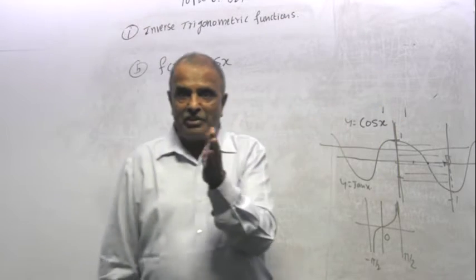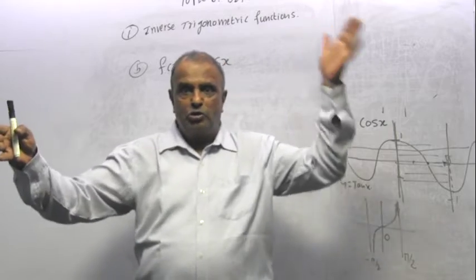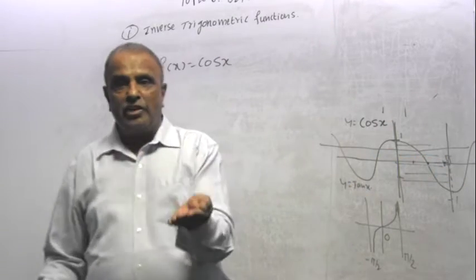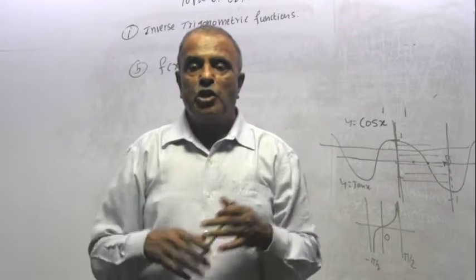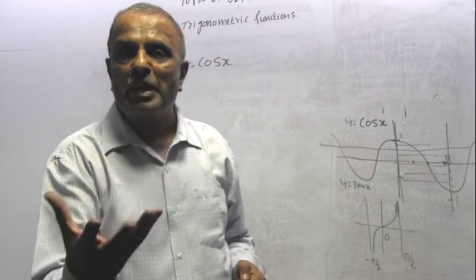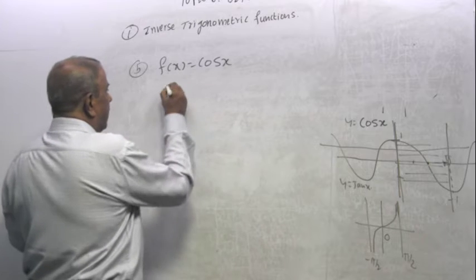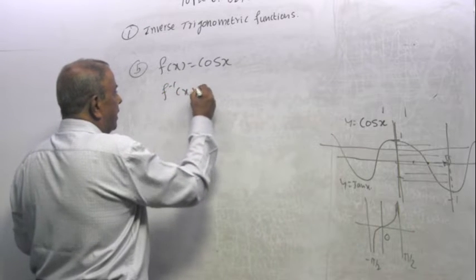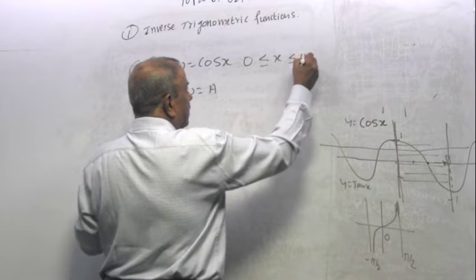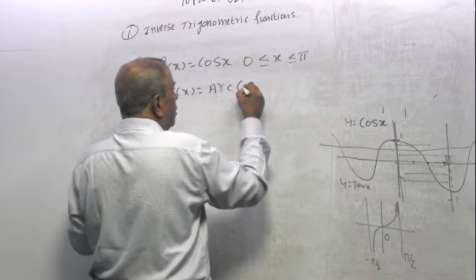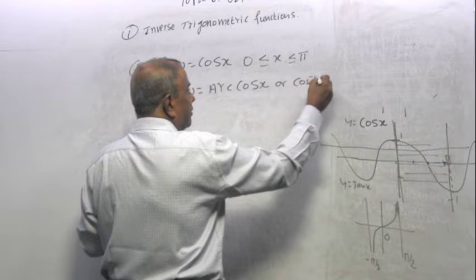Because sin inverse x, the range is from minus pi over 2 to pi over 2. Whereas cos inverse x, the range is from 0 to pi. Your calculator uses the principal value. Okay? So then f inverse of x is, so this is 0 less than or equal to x less than or equal to pi, or cos x or cos inverse x.